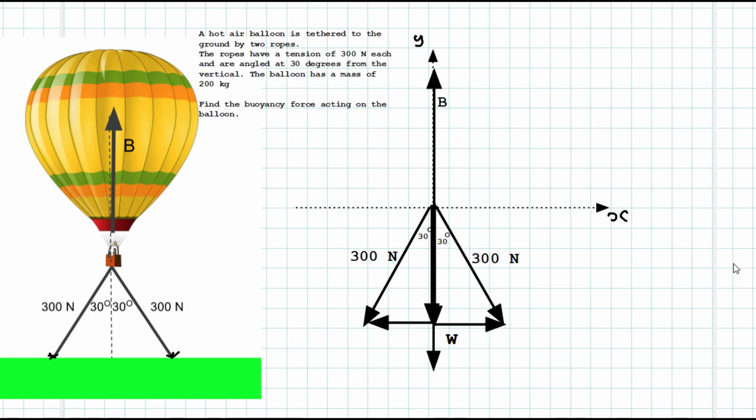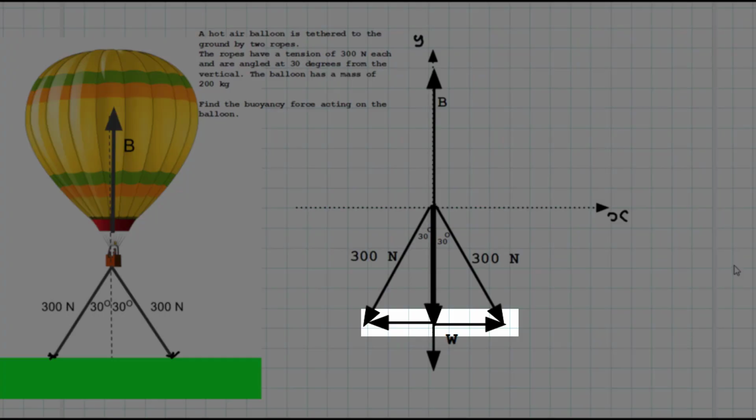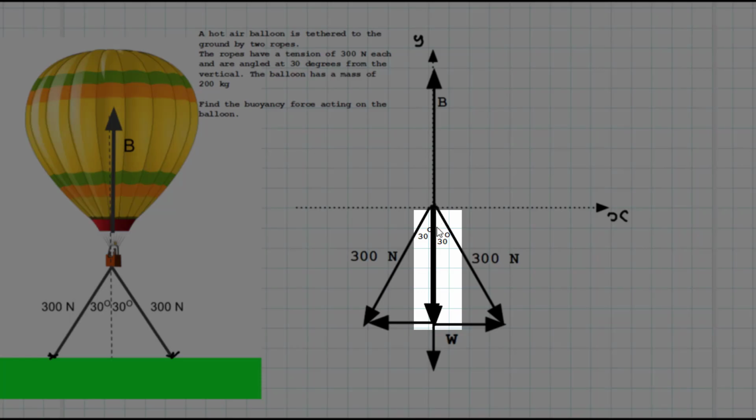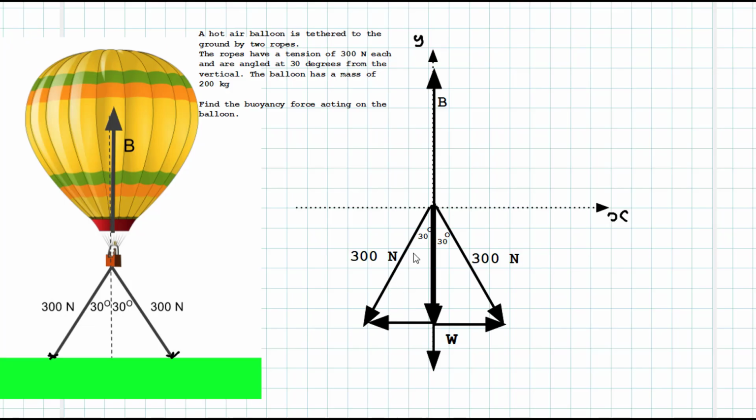Now from the diagram, the two horizontal components are in opposite directions, so therefore they will cancel each other out, and therefore there will be no movement of the balloon either left to right, and that's what's happening. But it's these two vectors here, one on top of the other, which are the y components of the 300 newton vectors that we must take into consideration. So how do we find out that y component?